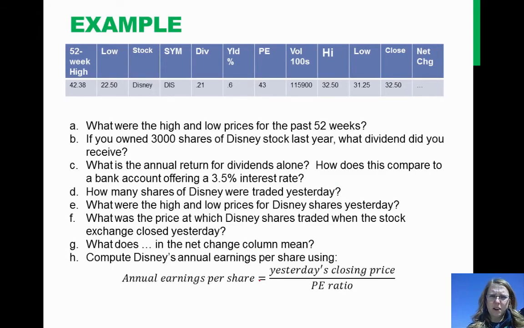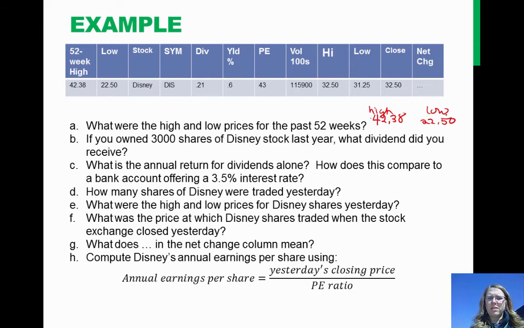So let's look at an example. What were the high and low prices for the past 52 weeks? Well, we're going to look at these numbers right here to find our high and lows. So we have 42.38 is our high, and our low is 22.50.